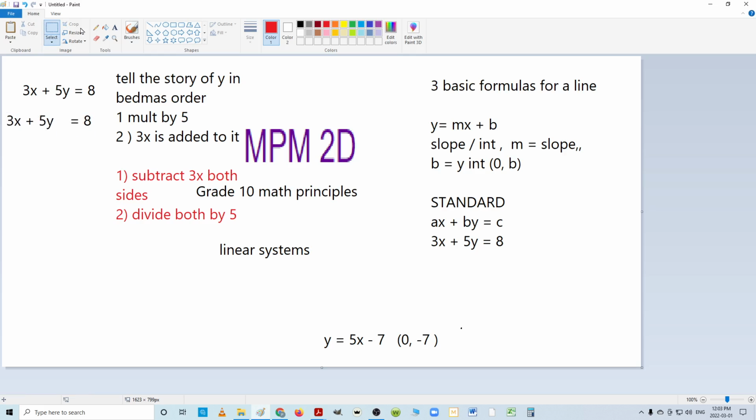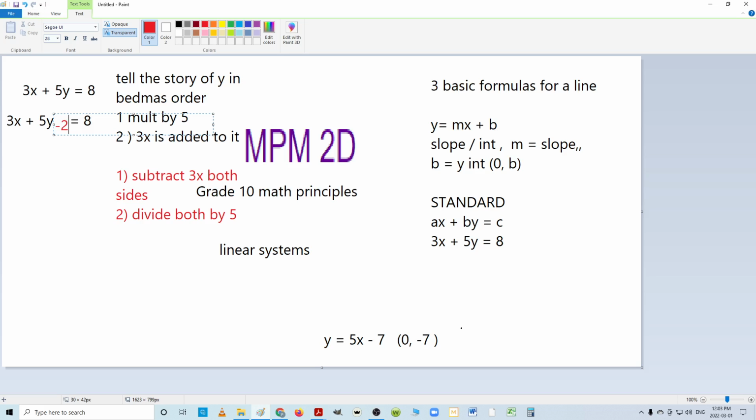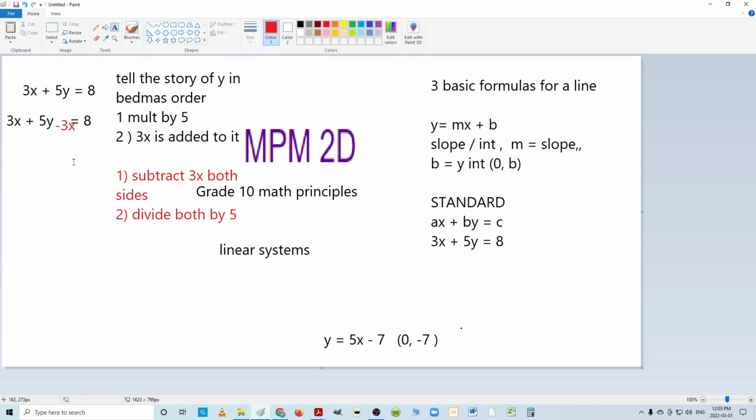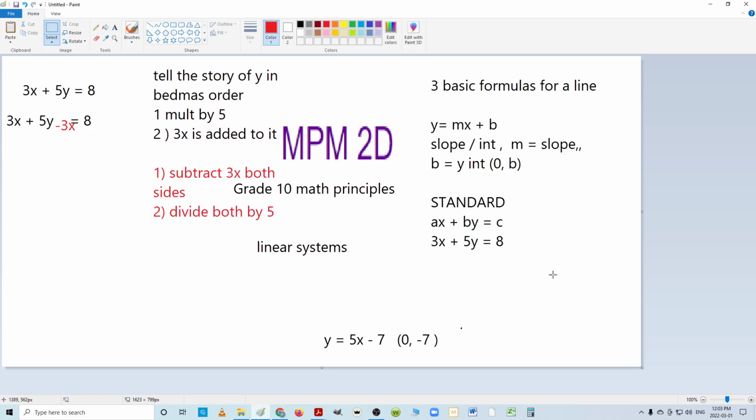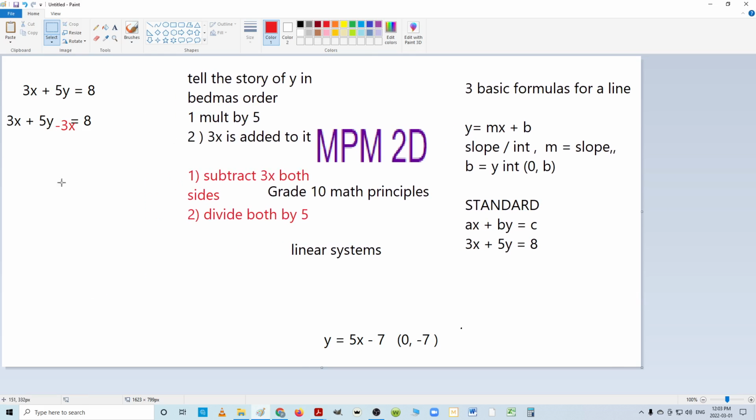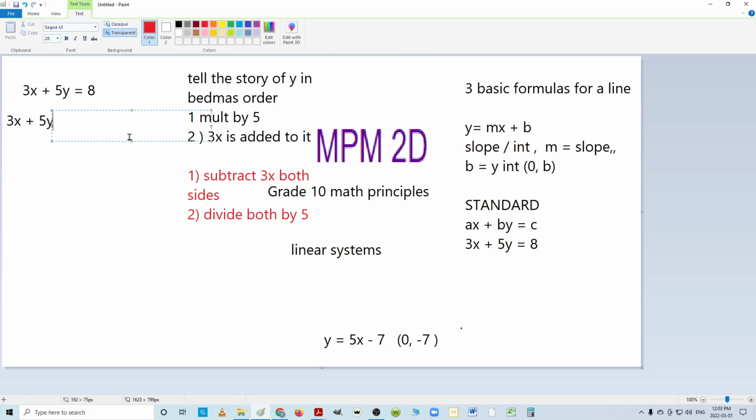So if on the left side I subtract 3x, it's obviously going to disappear. And I'm just going to make a bit of room here. And a lot more room. So if I subtract 3x from both sides, it's obviously going to disappear from the left side. And from the right side, so you're going to have 8 minus 3x. So we're left with 5y is equal to, and guess what?